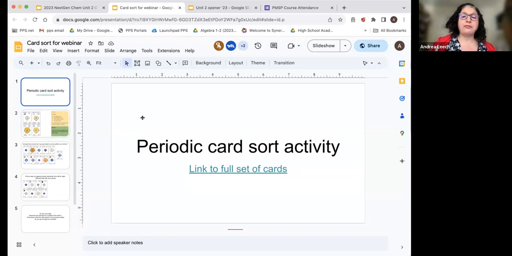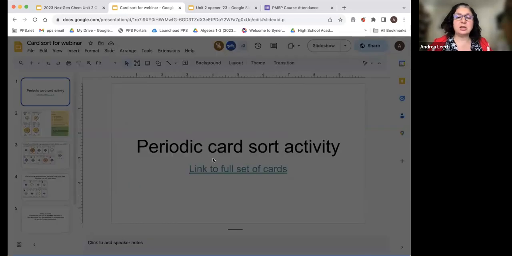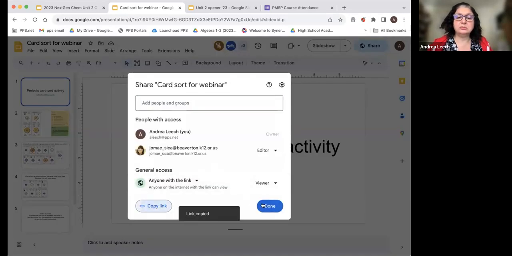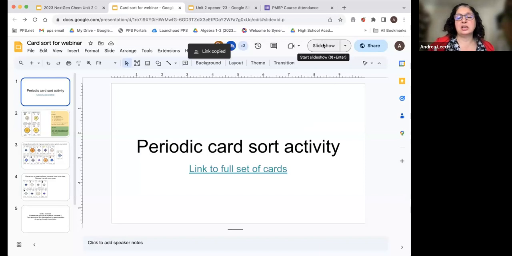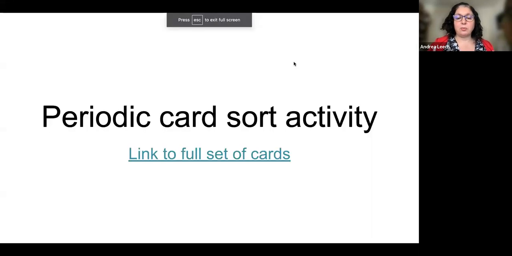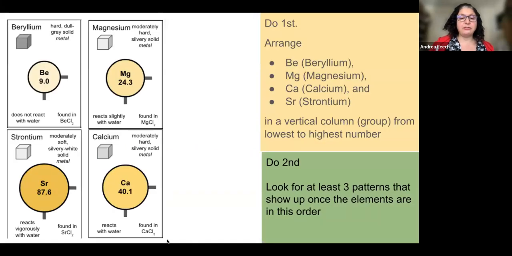So let me share this quickly, the Jamboard. Not a Jamboard, it's a slideshow. So we've got this activity, and you're going to start off with these 4 elements that you're going to be able to play around with.